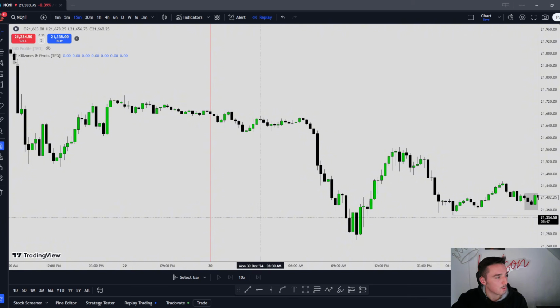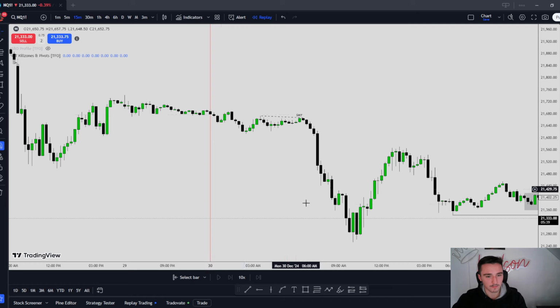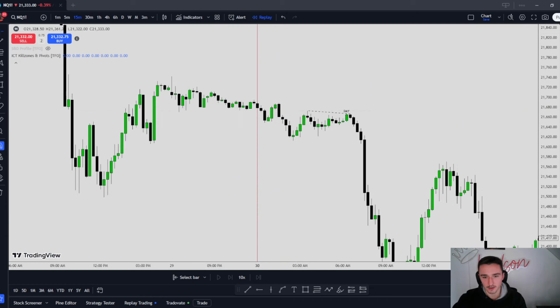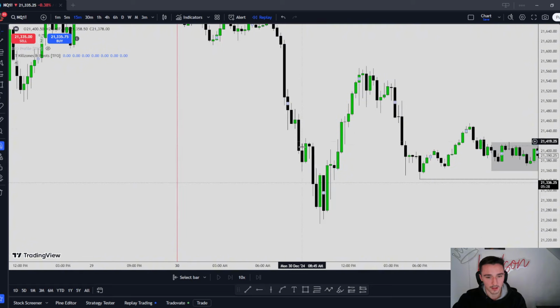One thing that we do have is an SMT here, right? So we have an SMT right here. When did that form? After midnight open, right? Inside of what? A key level. SMT inside of a key level, displacement lower, right? 15-minute fair value gap should continue lower.